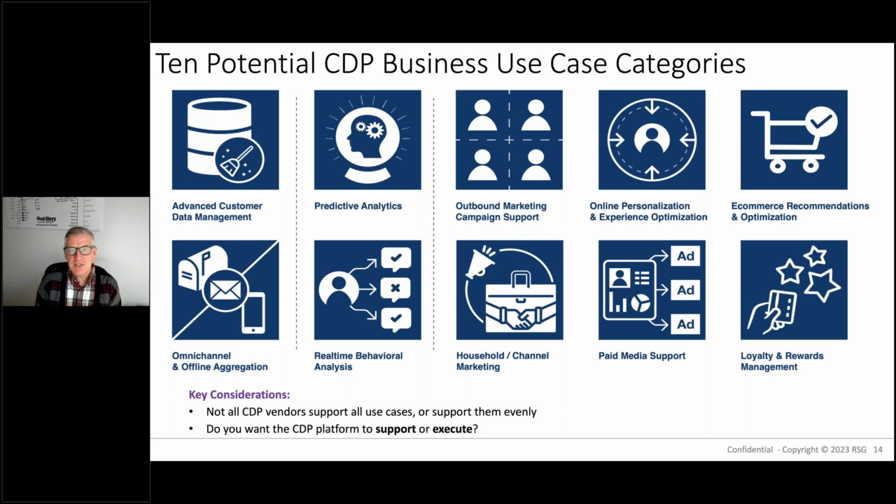Then you get to the data leverage side, data activation side, with the 6 other use cases: outbound marketing, online personalization, e-commerce, which is a kind of a variant of that, household and channel marketing. We find a really critical differentiator because not all CDP vendors support that very well, paid media support, and then a somewhat newer capability that we're seeing organizations wanting to layer, at least on top of their CDP, is loyalty and rewards management. So these are just some prompts for you to think about the places where you're looking for a CDP to add value, but also this is what we use to generate custom shortlists, which vendors emphasize these different sorts of capabilities.